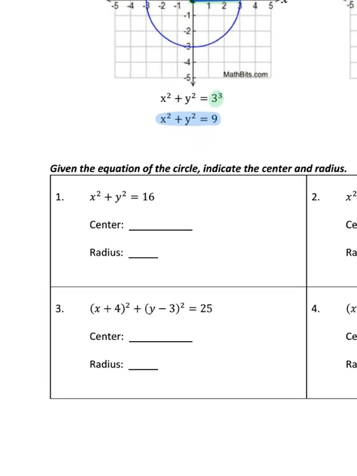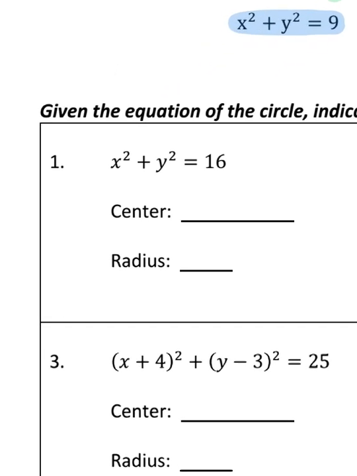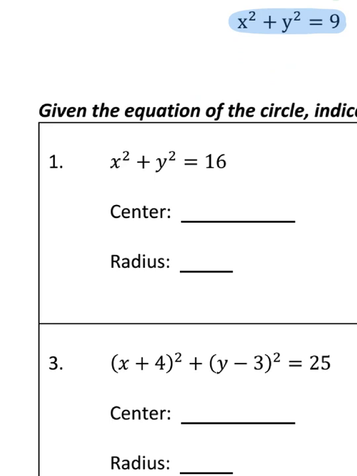Now, let's try a few examples. For the first two problems we're going to do together, we're going to be given the equation and we're going to have to identify the center and the radius of this circle. So, in number 1, we have x squared plus y squared equals 16. If we look at this equation, it happens to match the first type of equation we looked at, where the center is at the origin, which we know is the coordinate (0, 0).